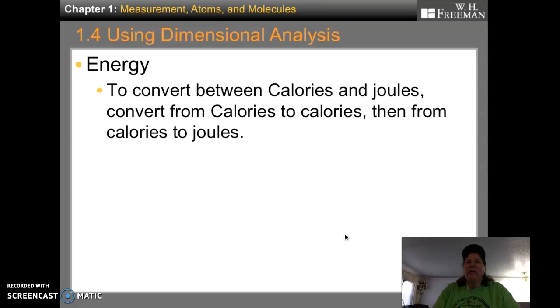Okay, when you use dimensional analysis, again, if you're going to convert calories to joules, you have to remember that 1 calorie is 4.184 joules. And again, these are conversion factors. You can just look them up in your book. You don't have to memorize them.